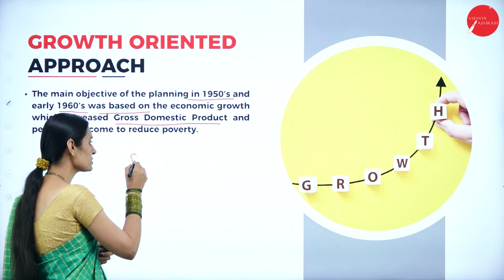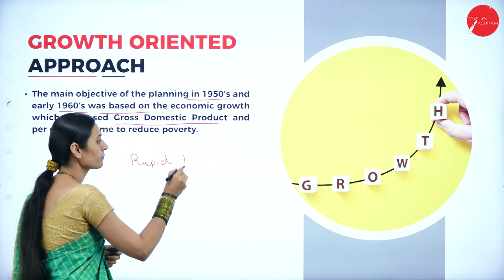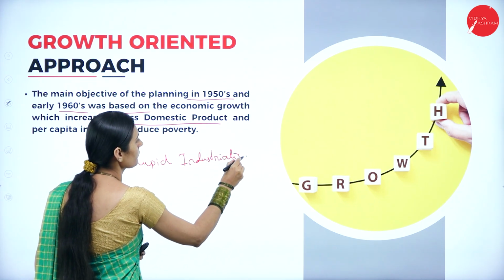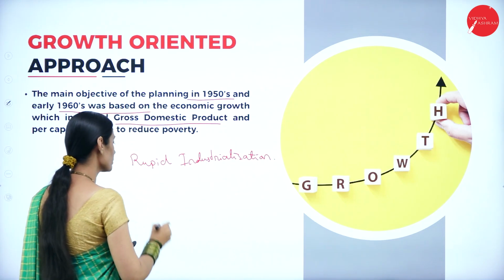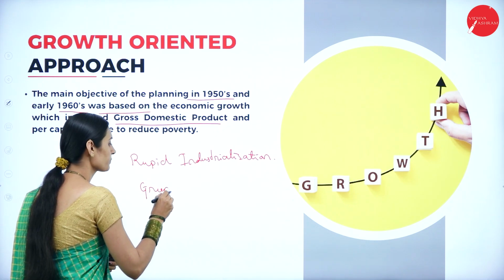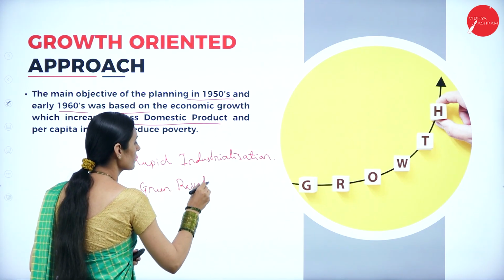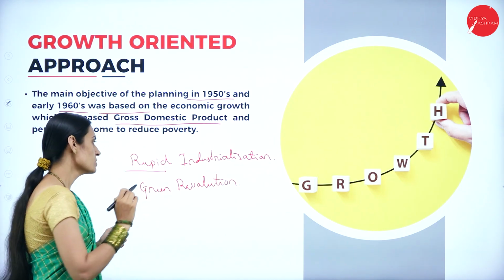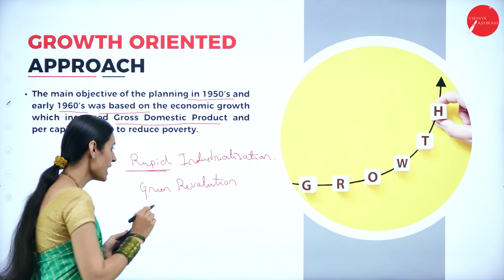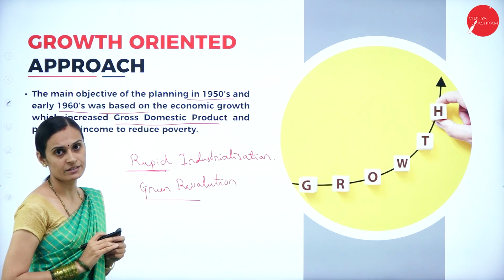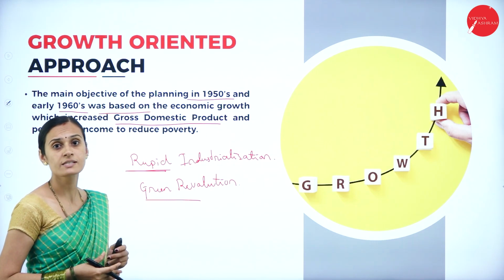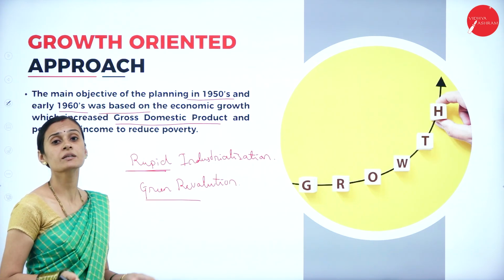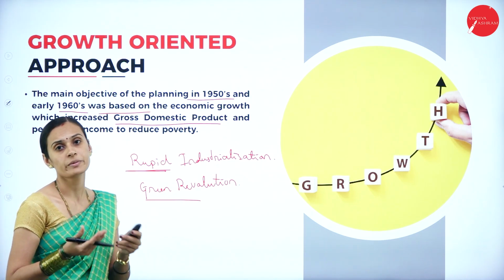These approaches work by improving the underdeveloped regions, and backward communities would benefit through rapid industrialization and the green revolution. Rapid industrialization belongs to the secondary sector, and the green revolution belongs to the primary sector, agriculture. Through these policies and schemes, per capita income increases, and thereby the GDP, gross domestic product, increases.